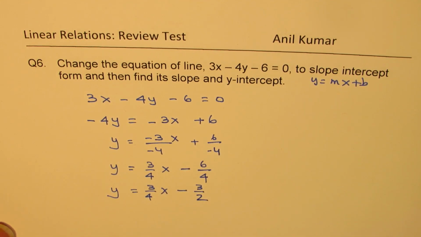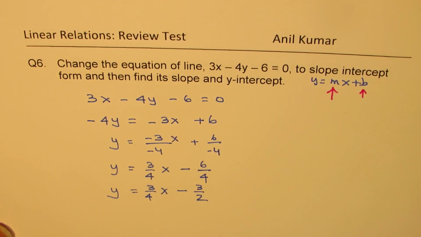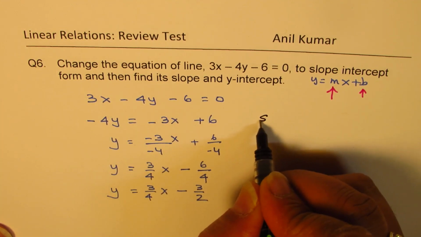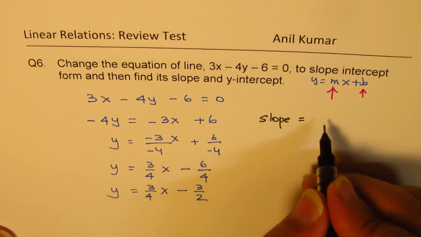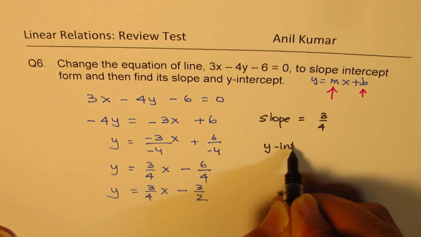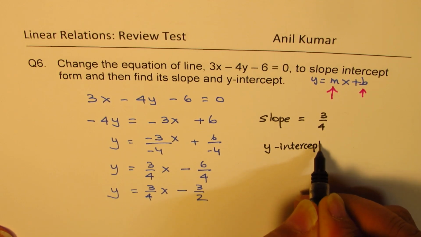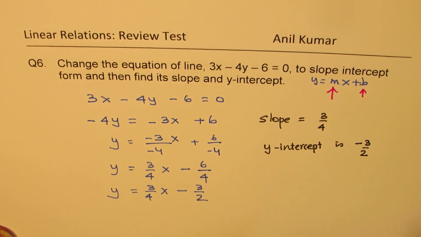Correct? Now from here, clearly, comparing it with y equals mx plus b, we can write down that the slope is 3 over 4 and y-intercept is minus 3 over 2. Is that clear? So that is how you could do it.